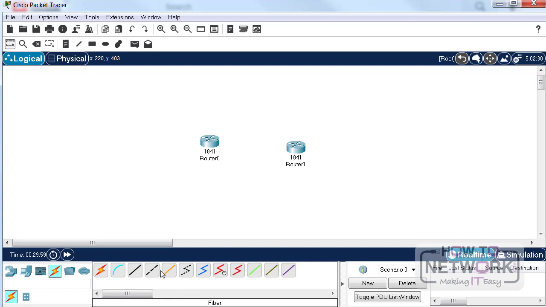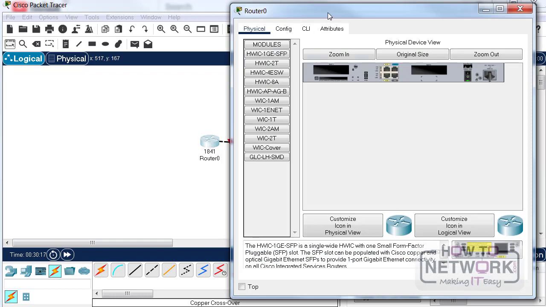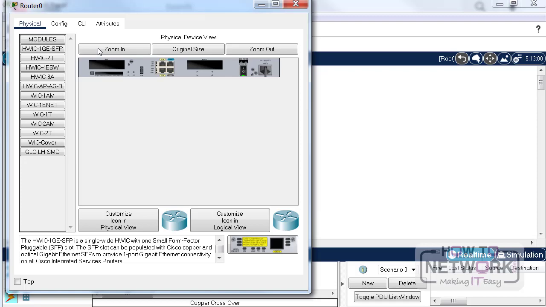I'm going to use a crossover cable because that's the type of cable you would use to connect two routers together, because I'm not using a switch. And it's given me a choice of interfaces. Either side, I'm going to choose fast Ethernet 0/0. The red triangle there that's inverted shows that the interface is down. So I do need to do some configurations.